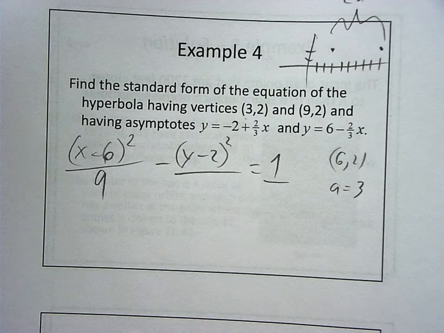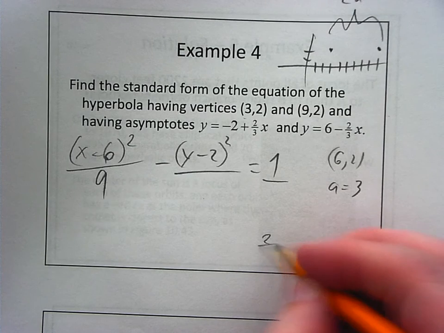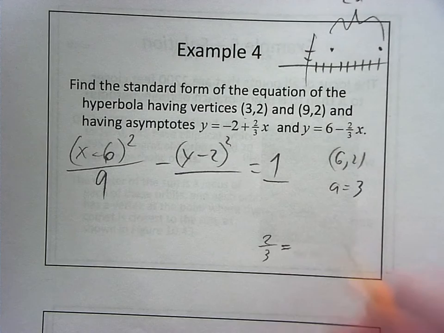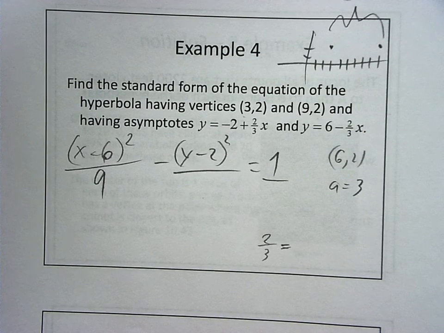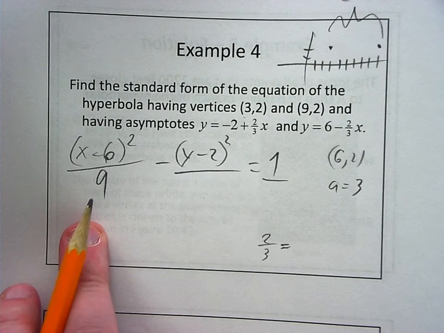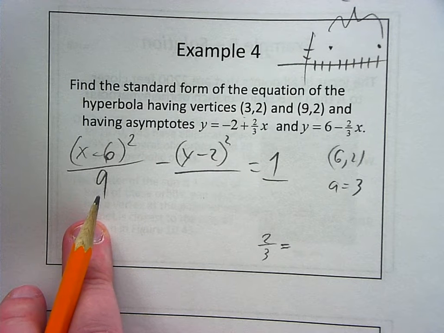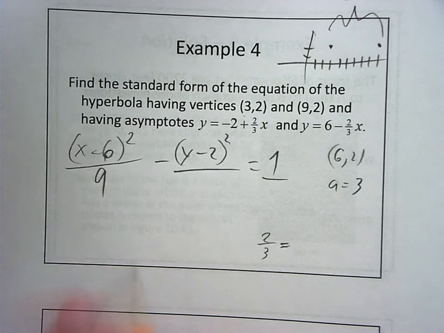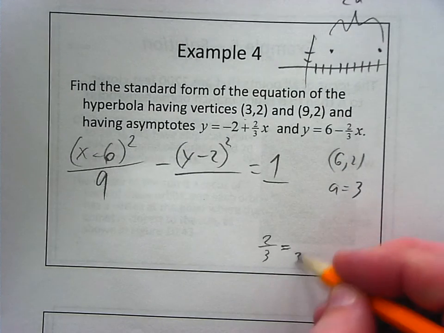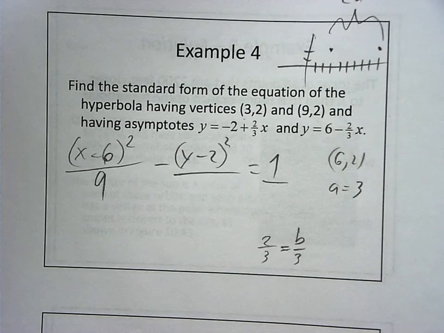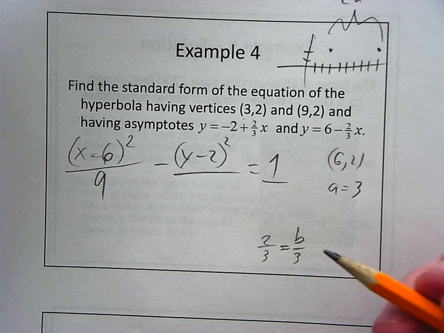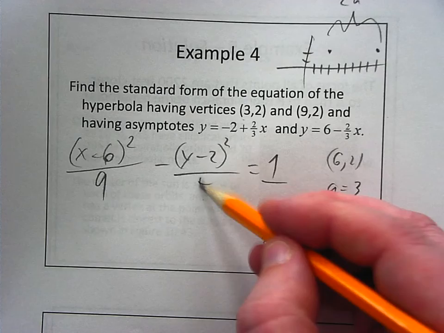So if 9 is under the x, now I can work with my slope. The slope of these asymptotes is 2/3, right? Well, the idea is this will always be rise over run. Well, I know one of the numbers. A is 3 here, right? So is that the rise or the run? The run, because it's under the x. If it's under the x, it's affecting it horizontally. That means that's your run value. So if this is 3, then b is 2, and b squared is 4. So there's your equation.